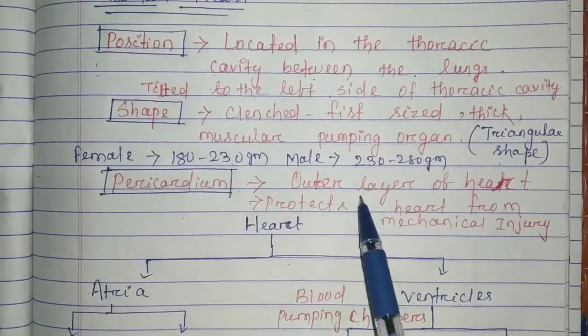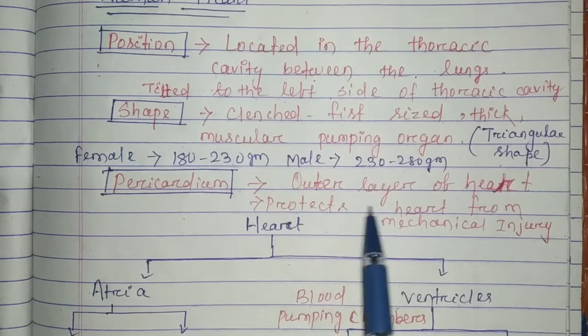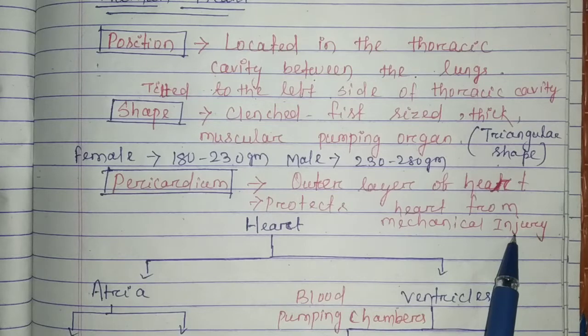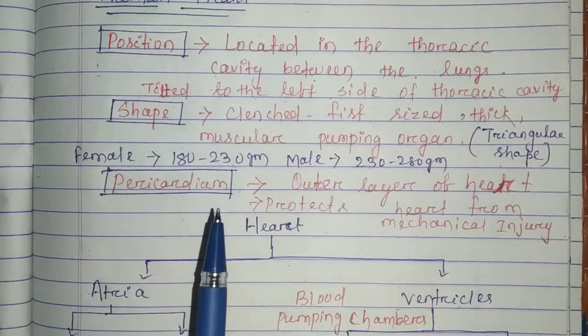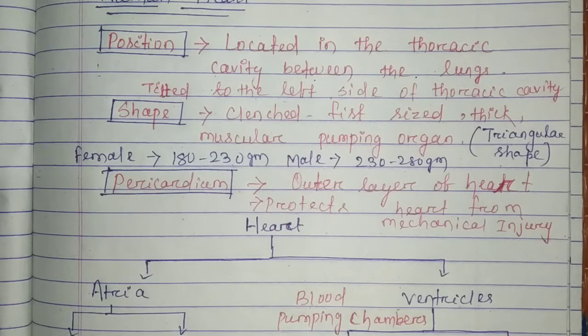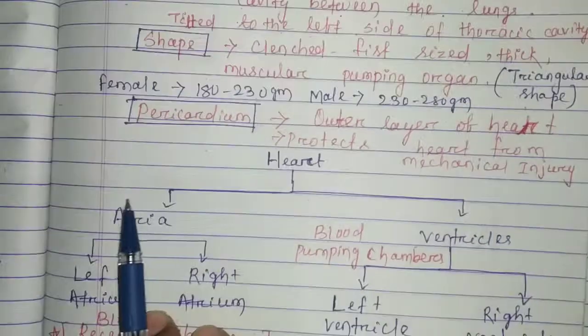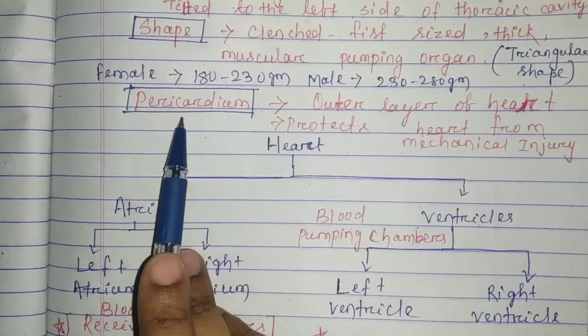The outer layer of the heart is known as the pericardium. As it is the outer layer, it protects the heart from mechanical injury. Not from very serious injury, but from slight jerks, mechanical jerks, it protects the heart. And this pericardium is a double membrane. Remember, this is a double layer, and this is the outer layer.